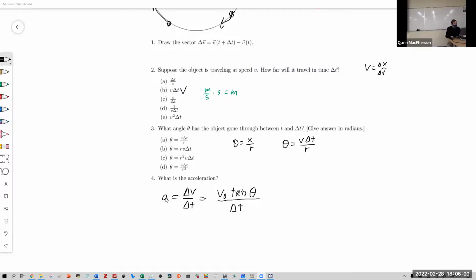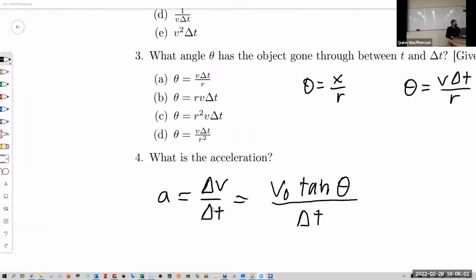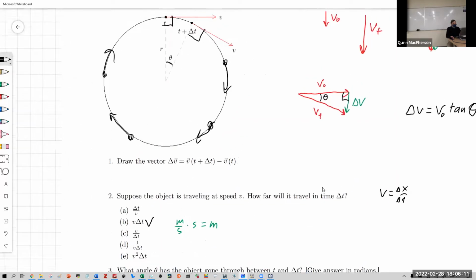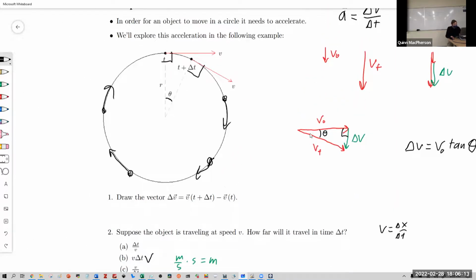Okay, so acceleration is change in velocity over change in time. Change in time just went over here. I have to find the change in velocity. Okay, so I'm going to go back up to my picture. I'm going to look for change in velocity. So this is my initial velocity here, this red arrow, and this red arrow was my final velocity.